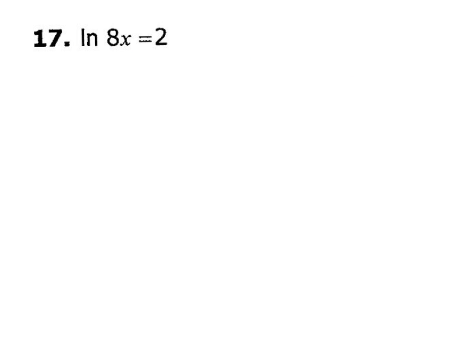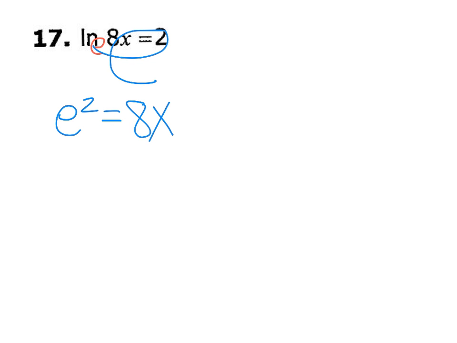All right, 17. We've got a logarithm equals a number. So when we're solving these equations, what we would want to do is convert it from logarithmic form to exponential form. We know that natural logs have a base of e, and then we would use our little e trick to convert it to exponential form. So we would say e to the second power equals 8x.